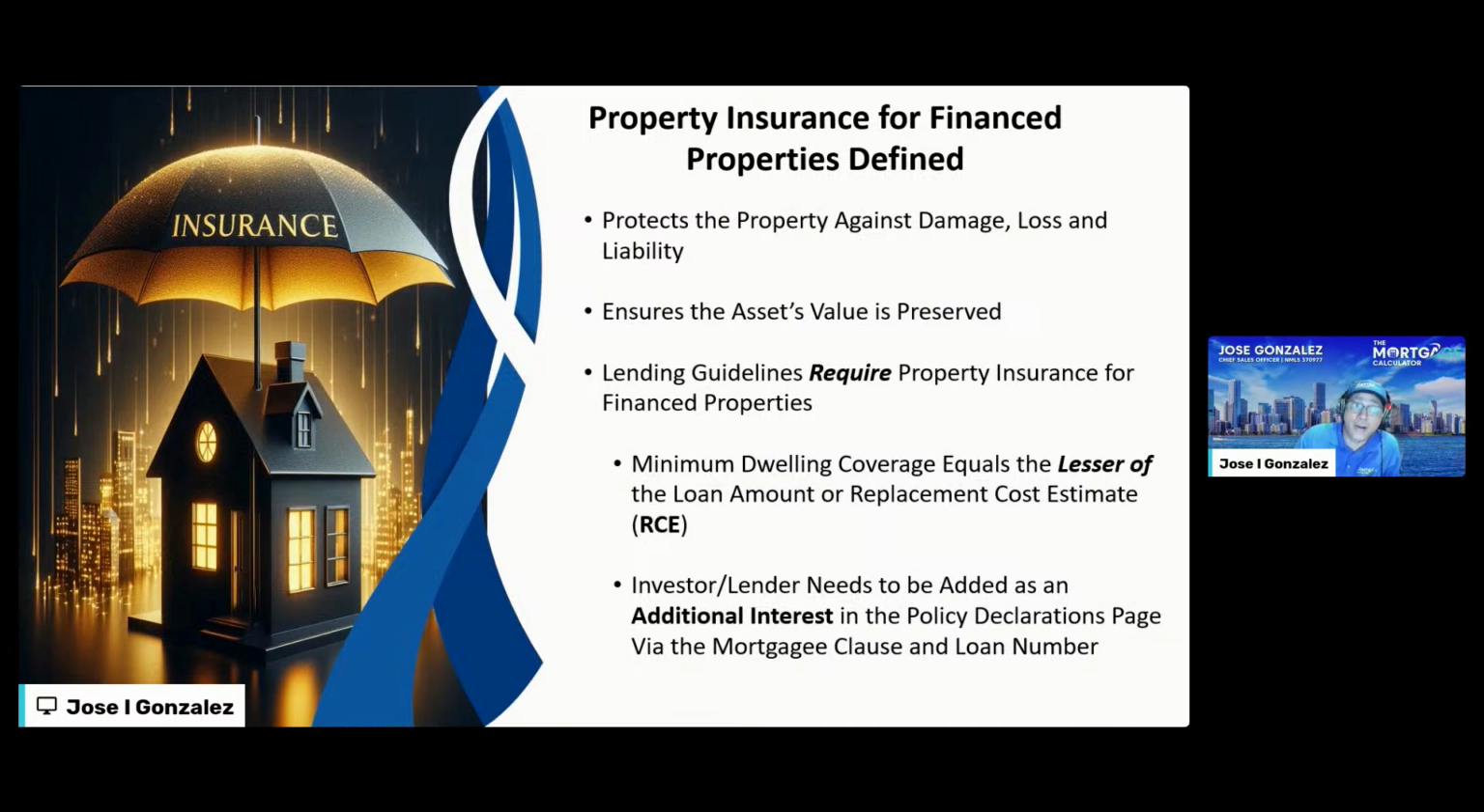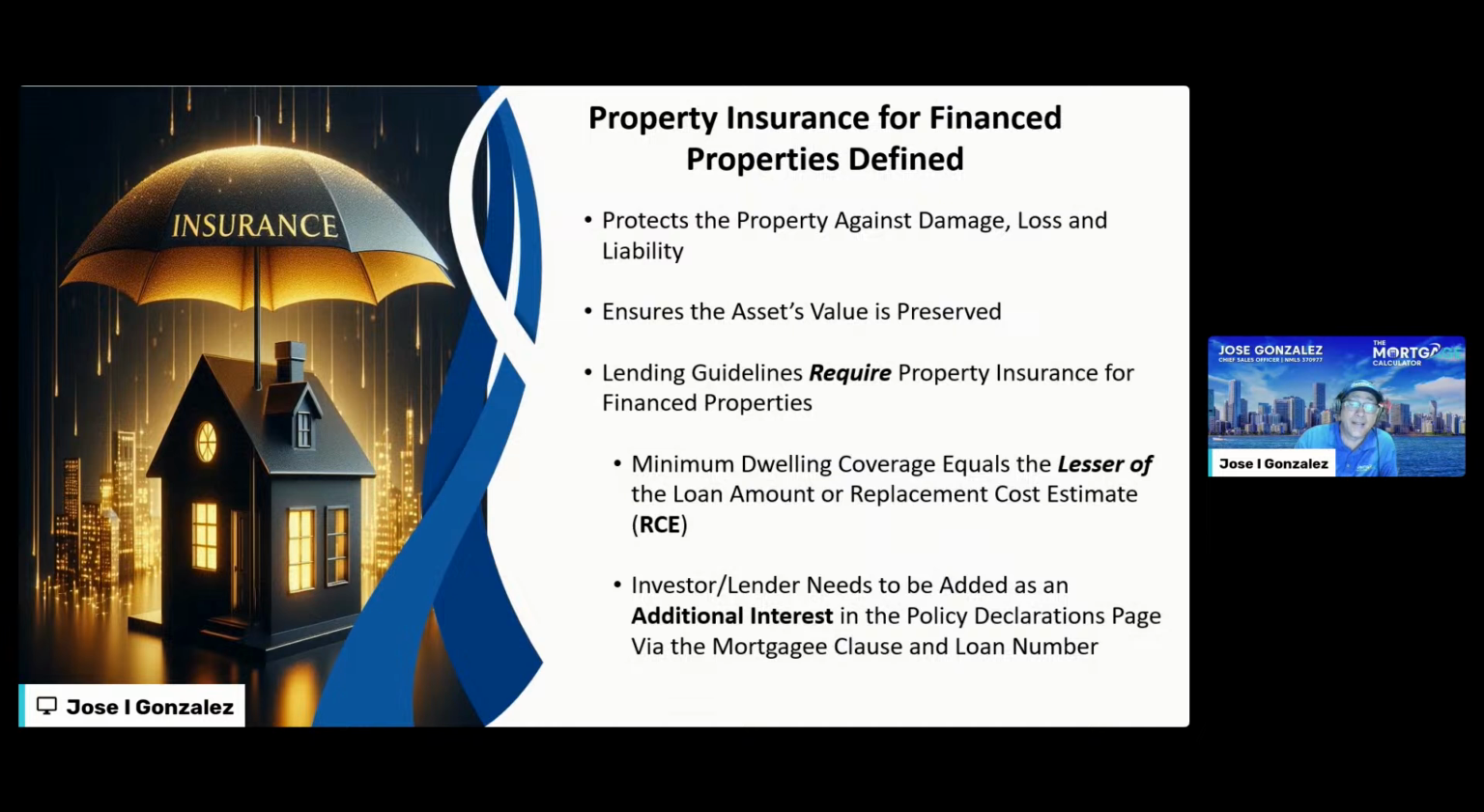Now, be aware, lending guidelines, pretty much across the board, require property insurance for financed properties. In the case of a second mortgage, if you have property insurance on the first mortgage, they'll ask you to provide proof of the insurance, and in some cases, ask you to add them as an additional interest. In some cases not, but you already have insurance.